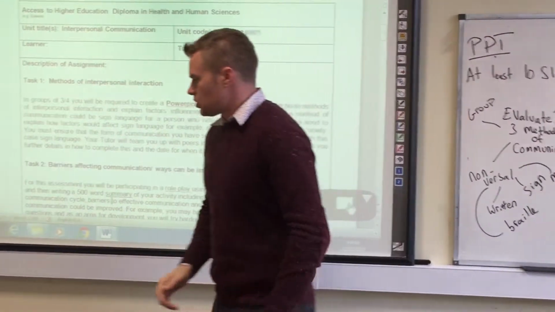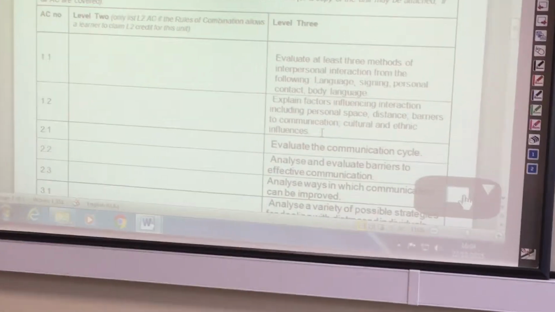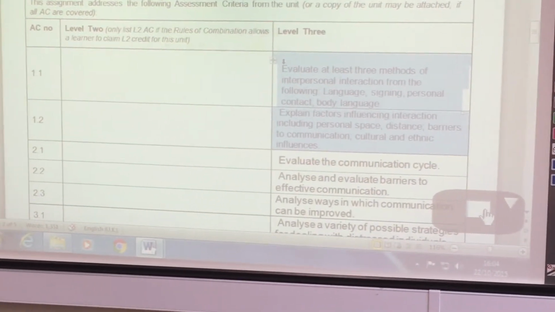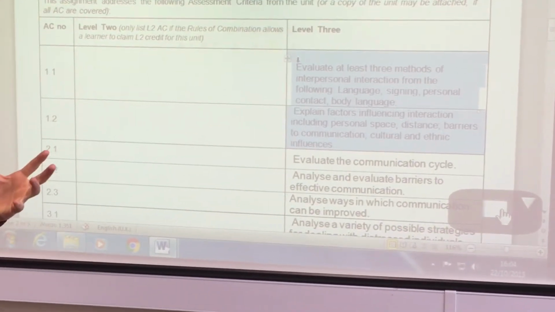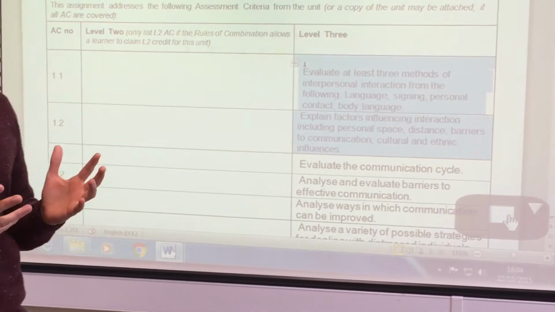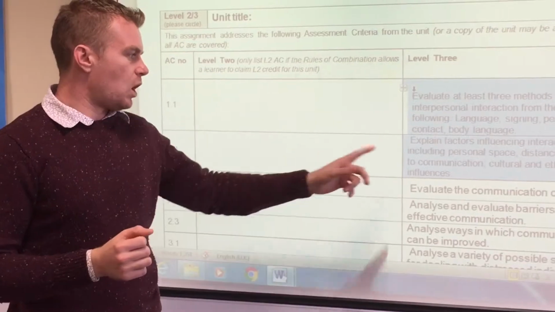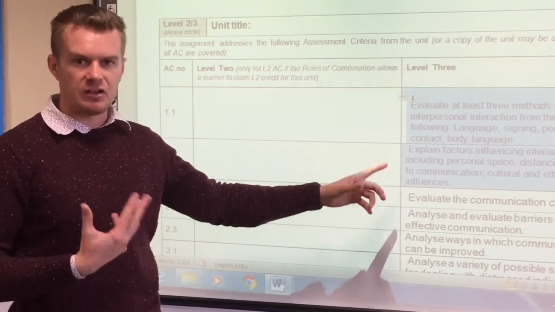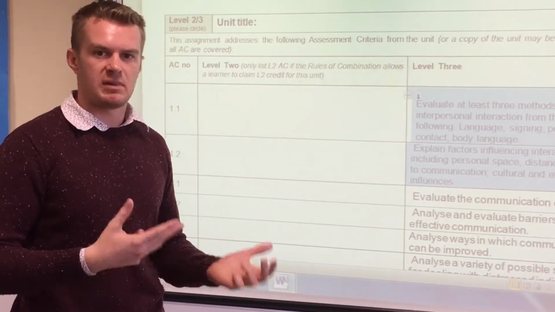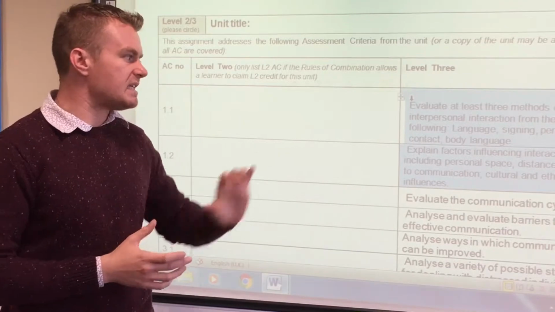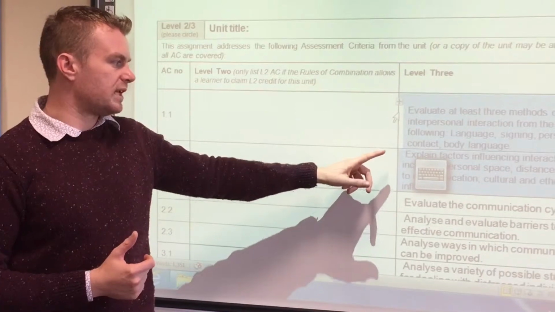So the assessment criteria we're going to be looking at are these 2 here, 1.1 and 1.2. For 1.1, we're evaluating the methods of communication. We're going to be looking at different forms of communication and how that can take place. We also have explaining the factors that can influence communication, so that could be barriers, space, proximity, tone of voice. So these are your 2 assessment criteria. One says evaluate and one says explain.